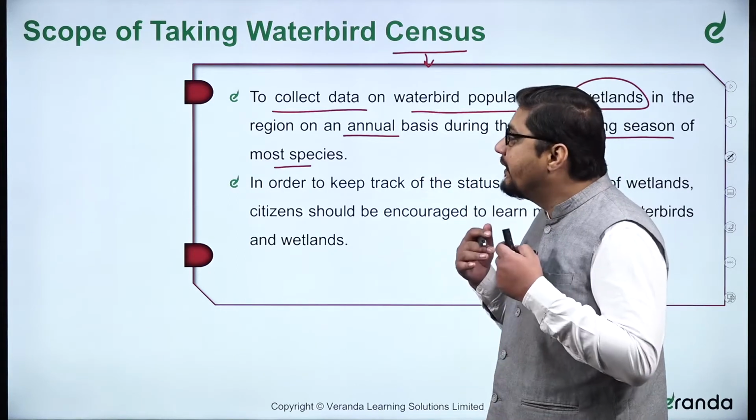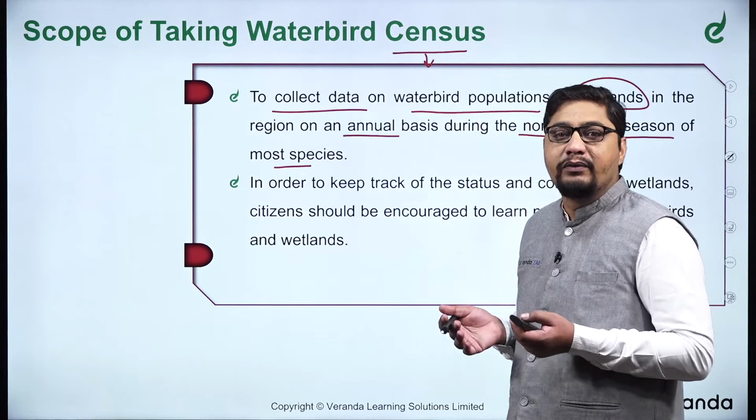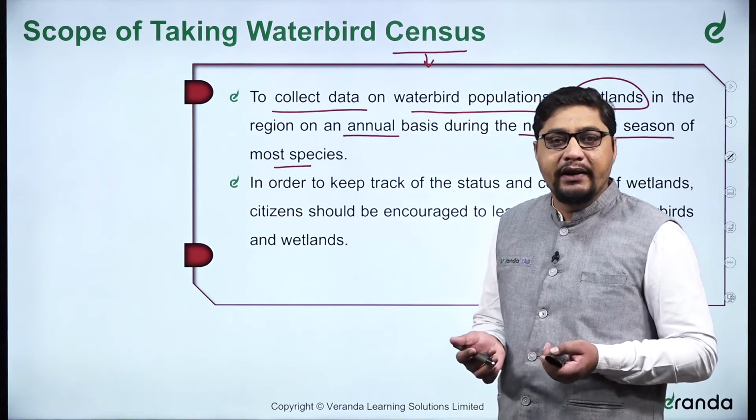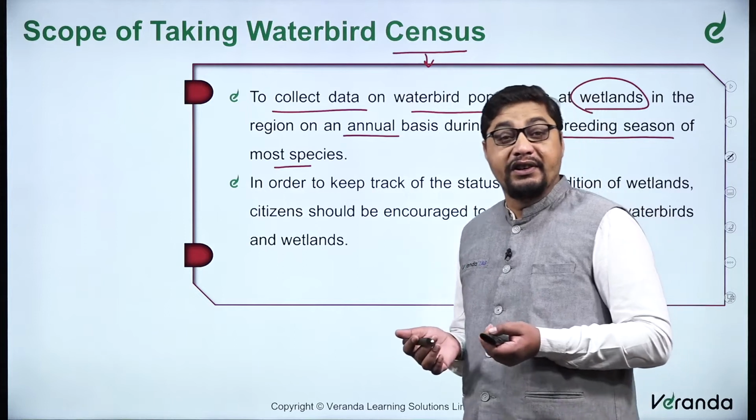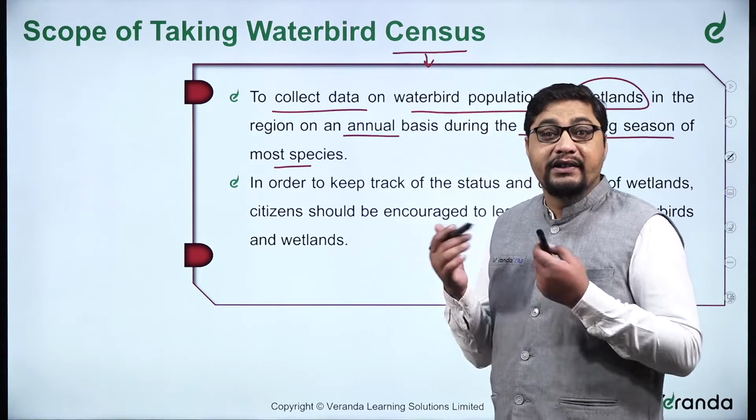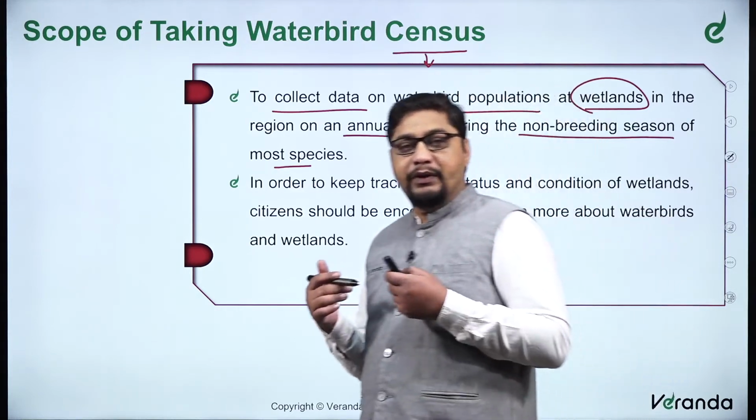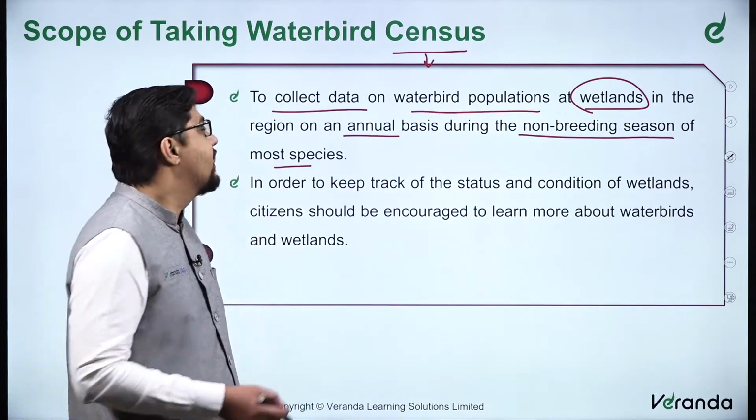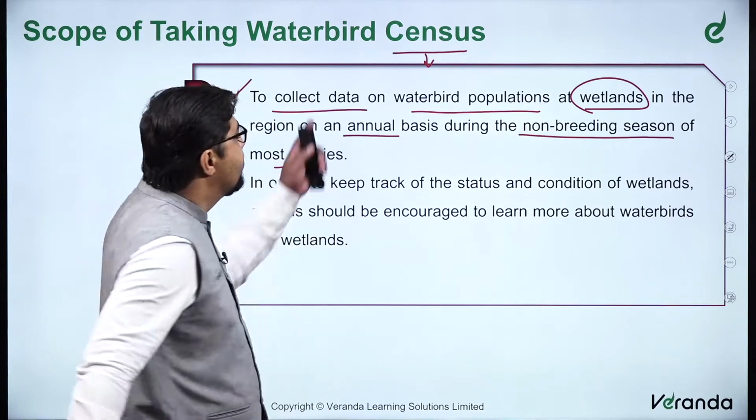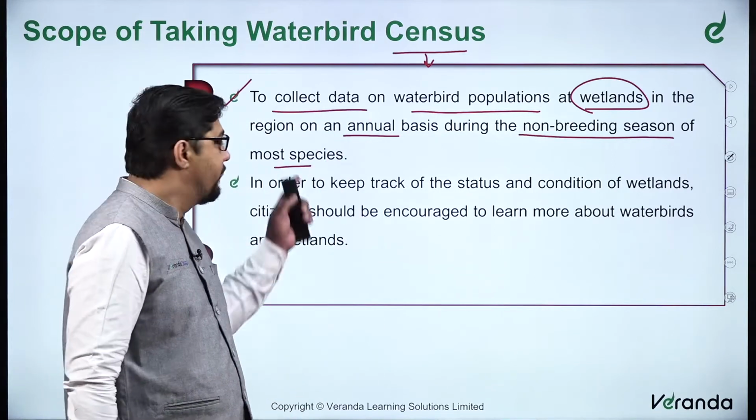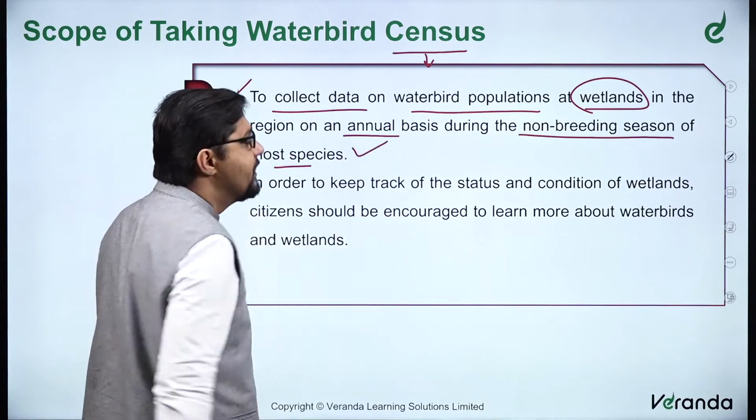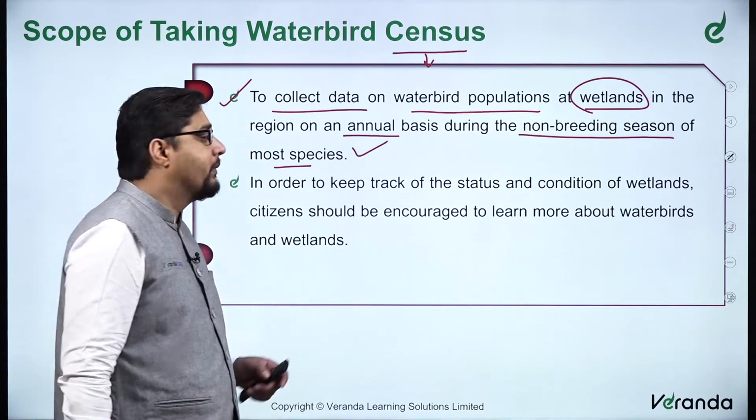Because let's say some species are not visible for 1, 2, 3 years, then we can ask, are they critically endangered or are they getting extinct? If they are getting critically endangered or extinct, then what can be done? Some measures can be adopted for that. So that is what the waterbird census is all about. It is collecting that information. So this is the most important point: annual basis and during the non-breeding season.